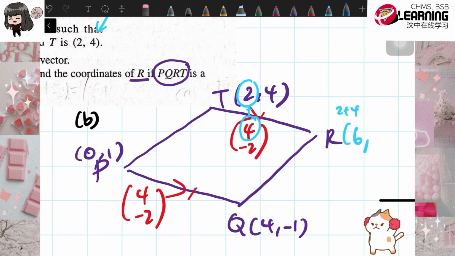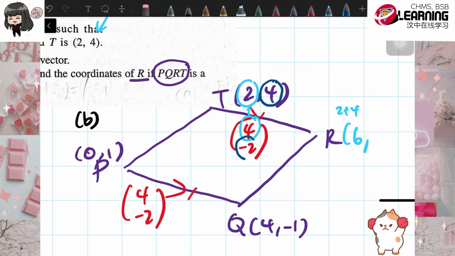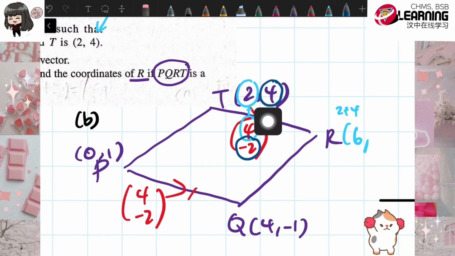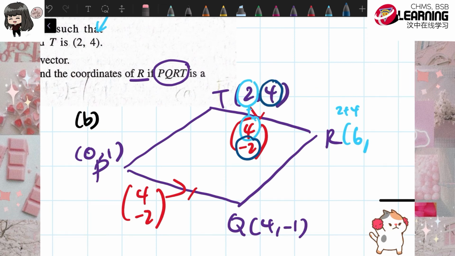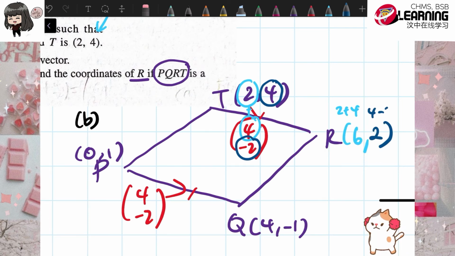And then look at the y. Your y is 4 for the position of T, and it goes down. Negative 2 means go down. So 4 goes down 2 units, so 4 minus 2 you will get 2. So your coordinate of R is 6, 2.